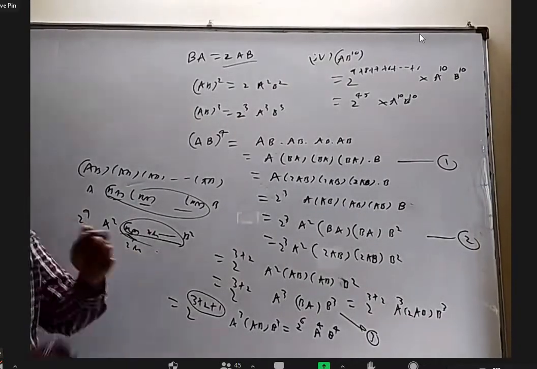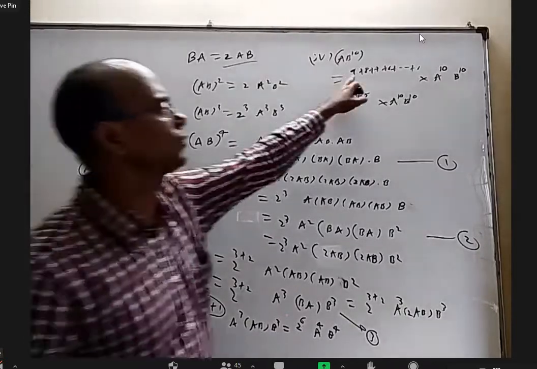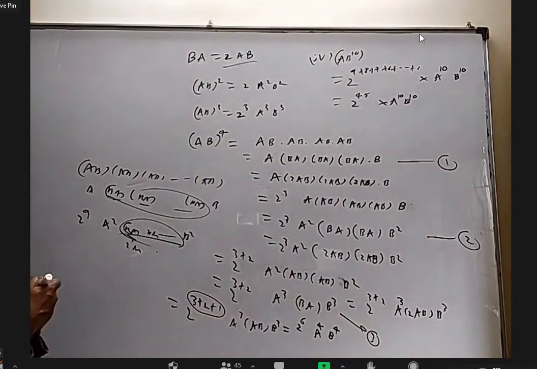So you are going to get 2 power 9 common ones, 2 power 8 common ones, 2 power 7 common ones. So to multiply all of them, add the powers. Is it okay? Understood, sir. Okay, thank you.